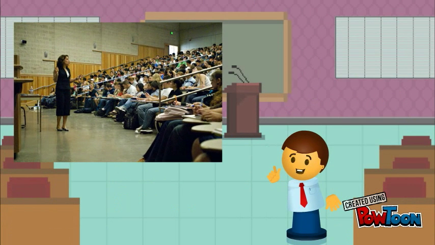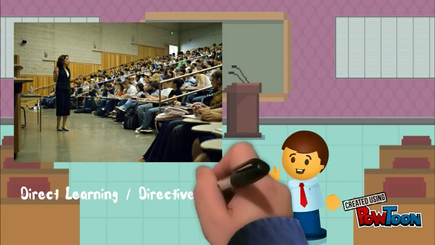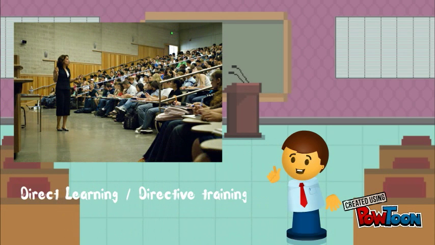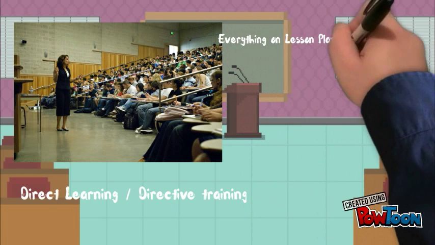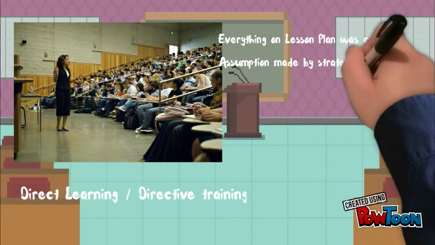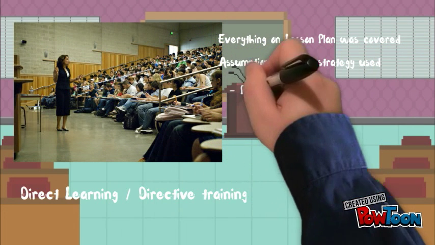The training was delivered using a direct learning strategy, whereas Stolovitch and Keeps explained in their book, Telling Ain't Training, the training used directive training. Although the training did cover all information that was needed, the training method made assumptions about the learner's experience as well as the trainee's knowledge regarding pedagogy.